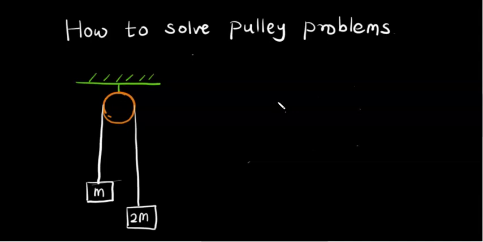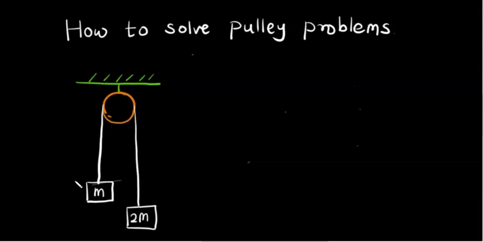Hello everyone. In this session, we are going to talk about how to solve pulley problems. So here we have a simple pulley where two masses M and 2M are attached to each other with a string. Now this string is passing over a pulley like this.